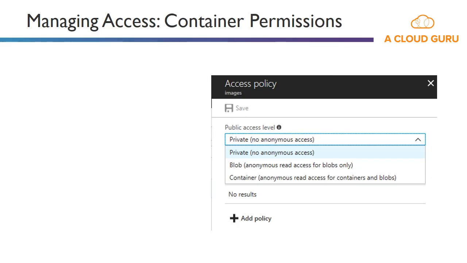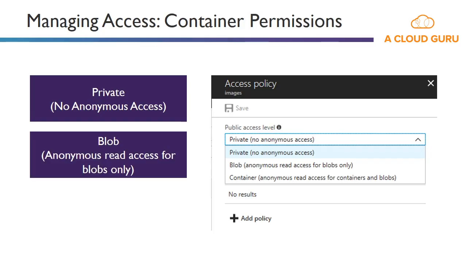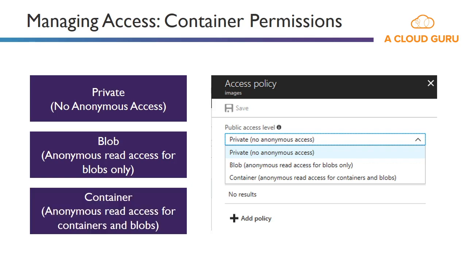On the container inside of your blob storage, you can set the public access level. Now, the default is private, so this is no anonymous access. Nobody can access your images, etc., when things are set to private. The next one is blob, which I used for some of the demonstrations, where we have anonymous read access for blobs only. And the third one is container, where we have public access for the container as a whole. So that's read access for the containers and the blobs.